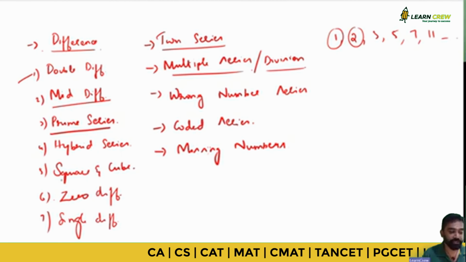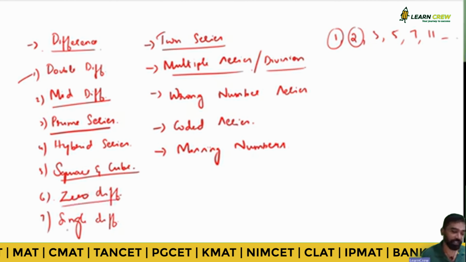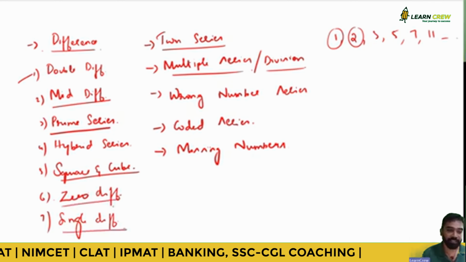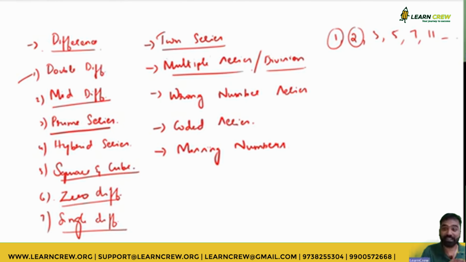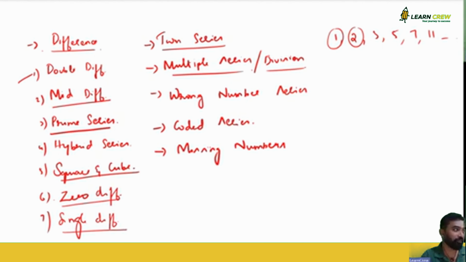Fine. Then squares and cubes, where zero difference is one special case. Single difference, which is nothing but a single difference you find out, and you start solving the question. Twin series, where you have a combination of multiplication and addition, or multiplication and subtraction, or multiplication and division happening. All these are called twin series. Multiple series or division, where it is jumping drastically. After 4, you have 64, then almost 512. It keeps on jumping rapidly. You need to see what it is a multiple of.